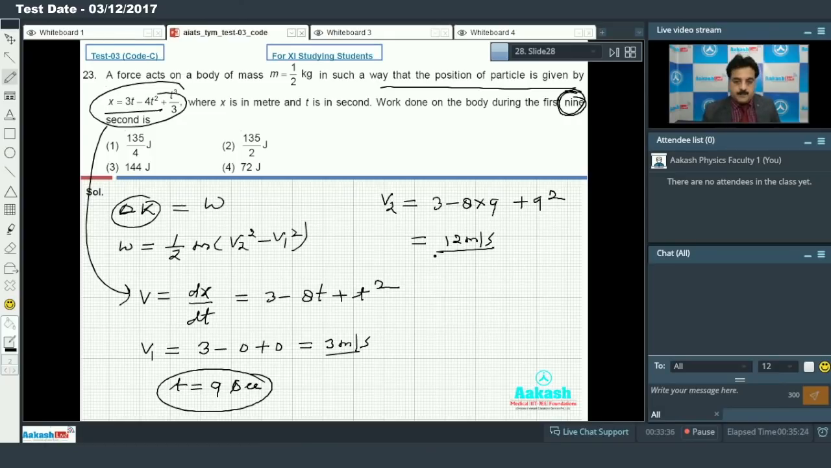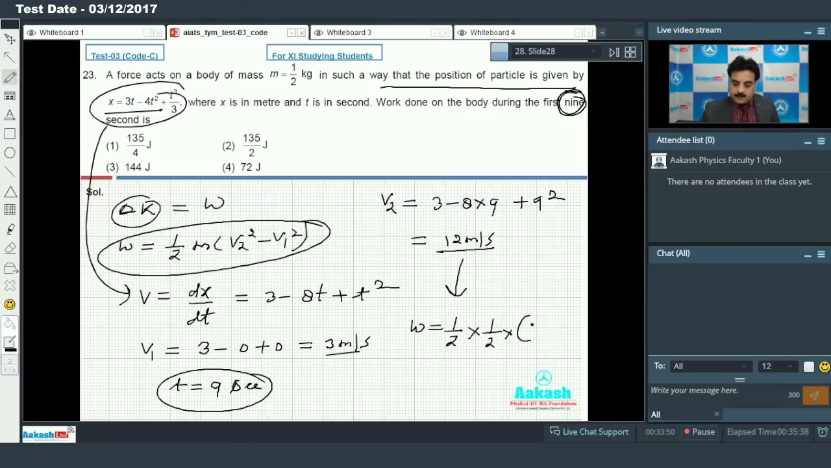So this is our final speed, and now I am going to place the values in this relation, and that will give you the work. 1 by 2, I need the value of mass, that is 1 by 2 kg. Final speed is 12. Initial speed is 3. So when you solve, we'll get 135 upon 4 joule. So this is the amount of work done on the body during the first 9 seconds. So my option number first is correct.